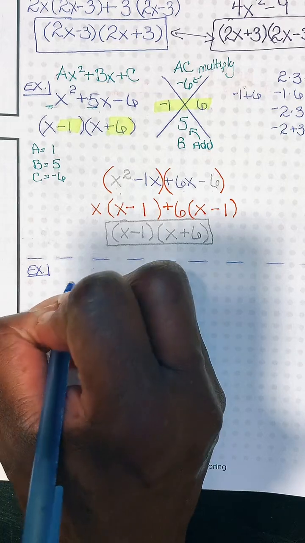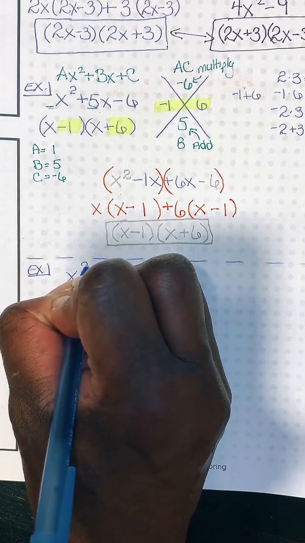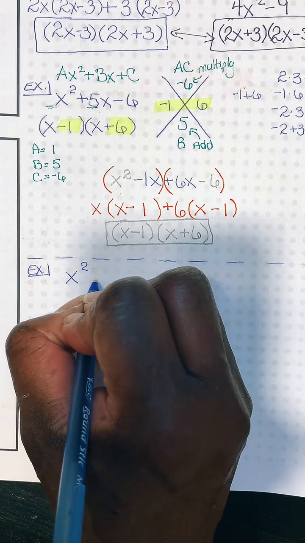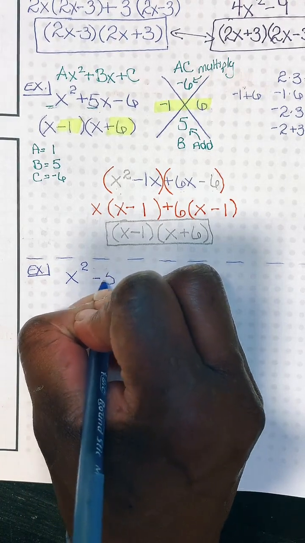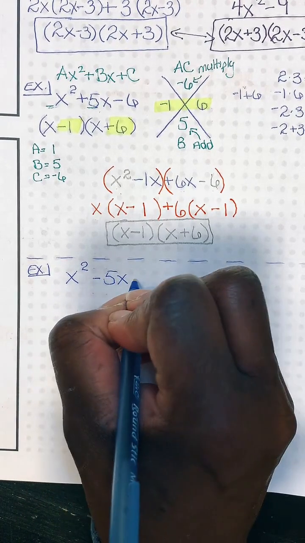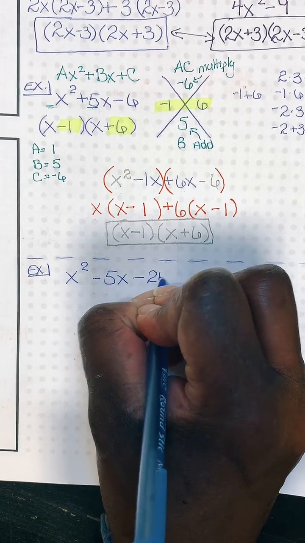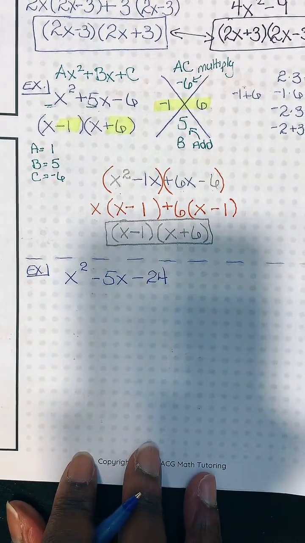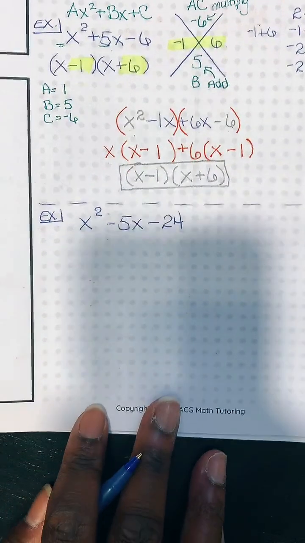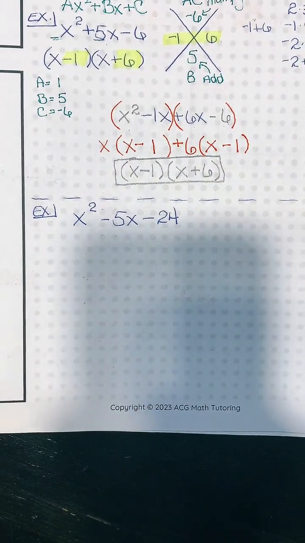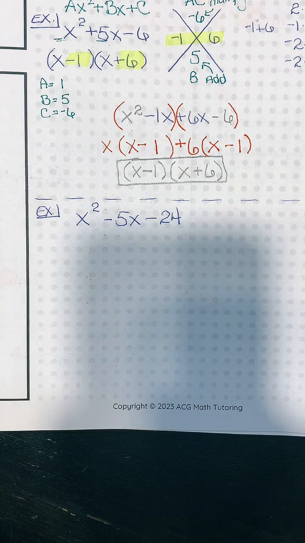So we have x squared minus 5x minus 24. I think everybody can see it. There we go.